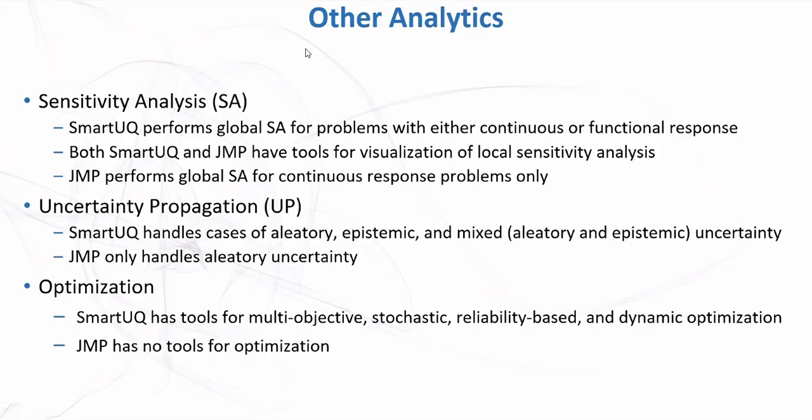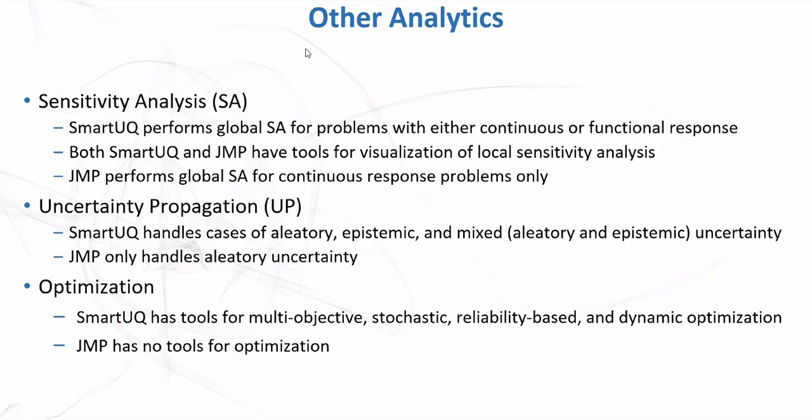I didn't spend a lot of time describing that multi-view because presumably if you're viewing this webinar, you might already be a user of JMP, and so that visualization should be already very familiar to you. For uncertainty propagation, SmartUQ and JMP both have tools for that. We both do aleatory uncertainty propagation, so basically cases where your input uncertainties are characterized by probability distributions. But SmartUQ also can handle cases where you want to treat some or all of your input uncertainties as being epistemic.